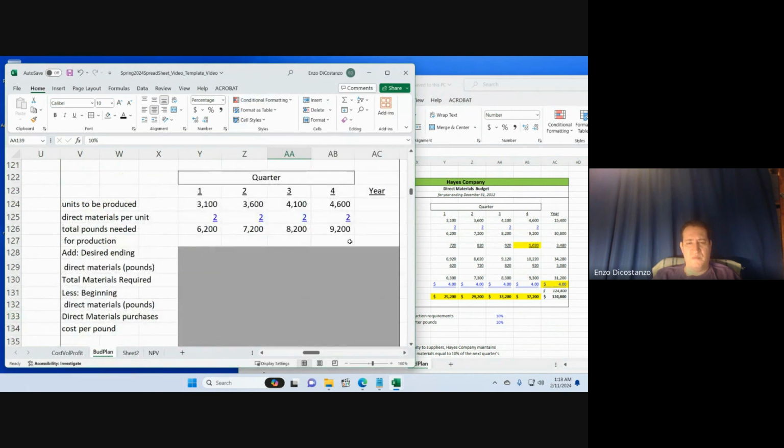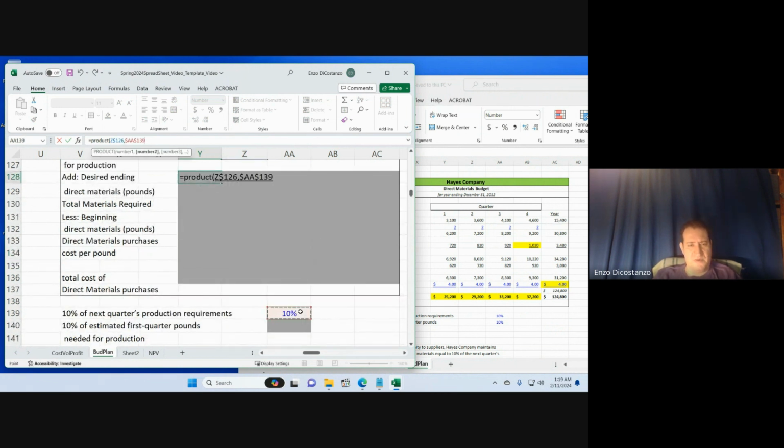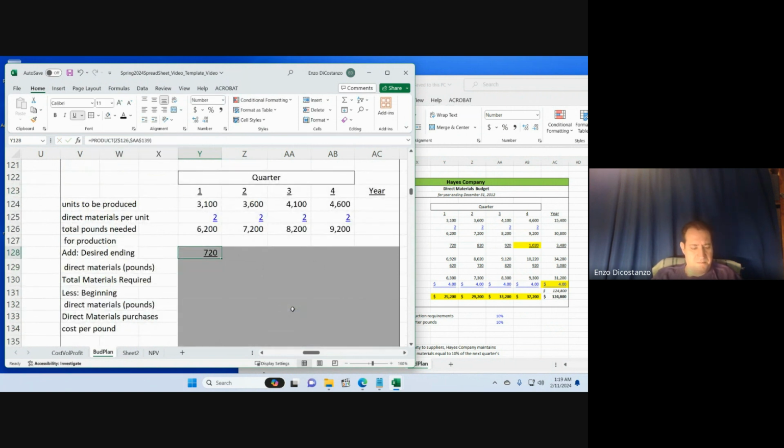And this thing, yes, it looks like we went up 1,000 every quarter. So what we'll do is we'll say equals product, what you're producing, block the row, comma. This is your 10%, lock the both of them. All right, that's how I get 720, 820, 920.